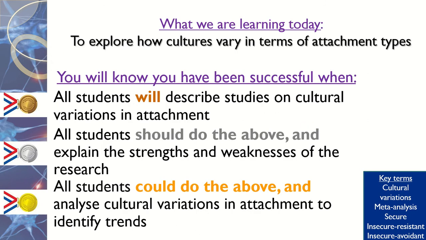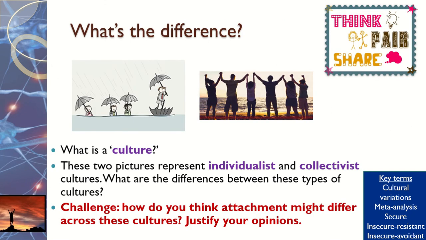So we're going to be looking at describing two particular studies on cultural variations in attachment. I want you to think about afterwards the strengths and the weaknesses as we go through this, and then thinking about analysing cultural variations. So, what's the difference between these two pictures? What is culture, and how do these two pictures represent individualist and collectivist cultures? And what are the differences between these types of cultures?